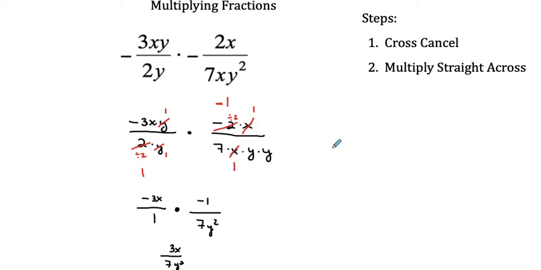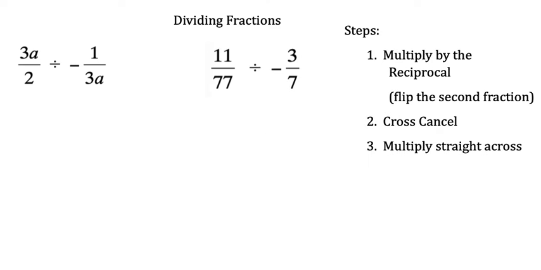All right. Here's the moment you've been waiting for. Here's the division part of this video. So remember that to divide a fraction, you have to multiply by the reciprocal of that second fraction. So you're going to flip the second fraction. And when you flip it, the division sign becomes a multiplication sign, because multiplying by the reciprocal is how you divide.